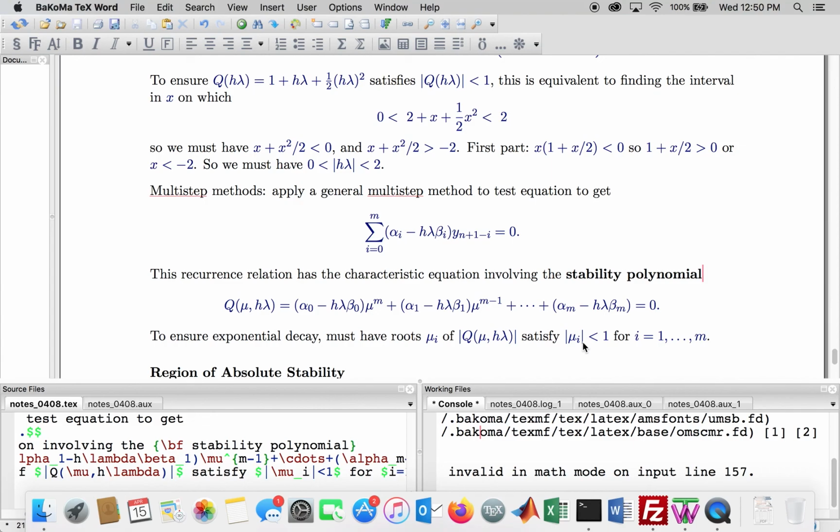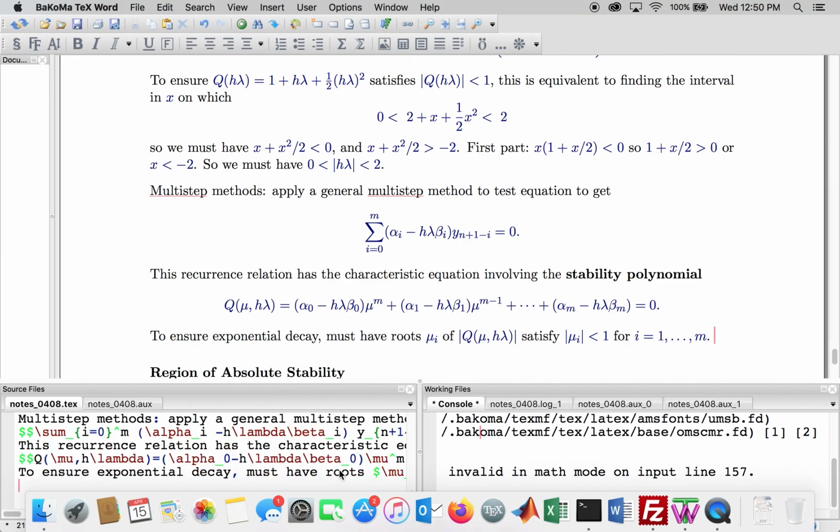Now, I want to do an example involving a multi-step method.